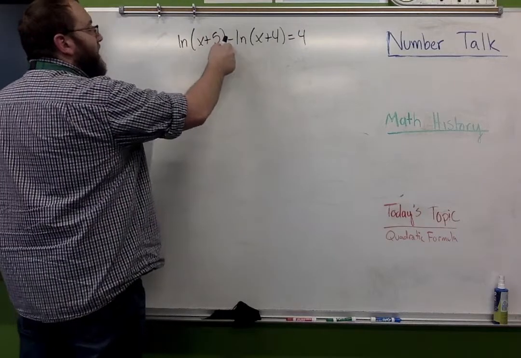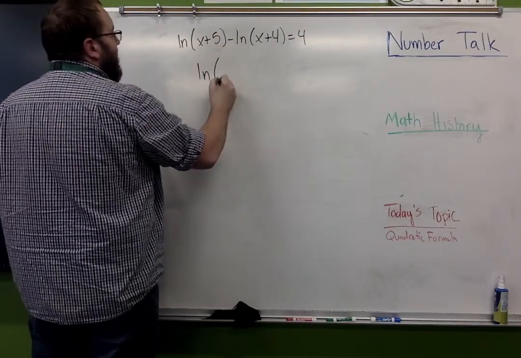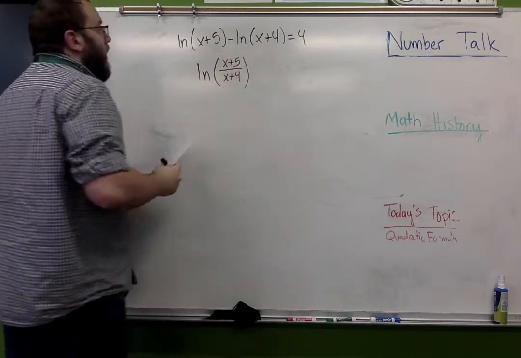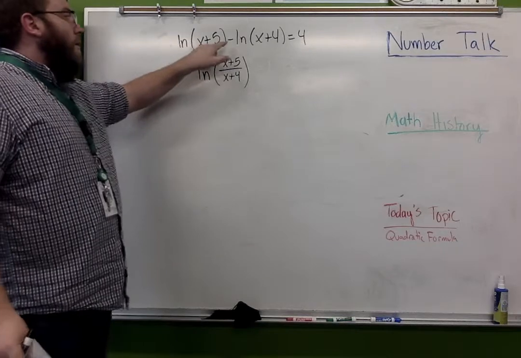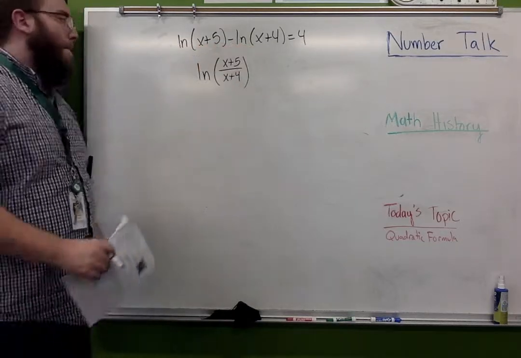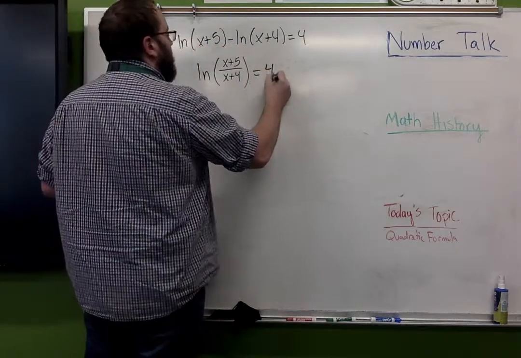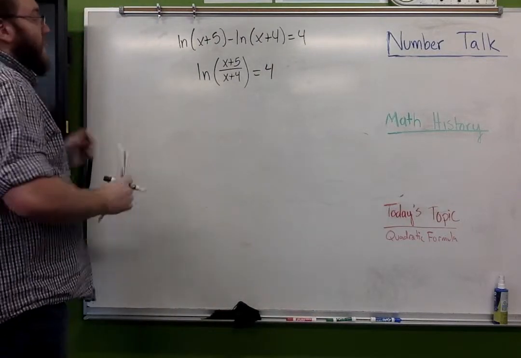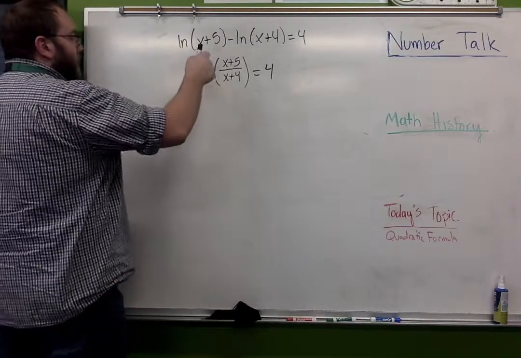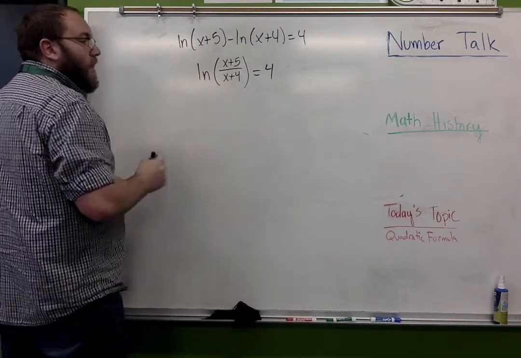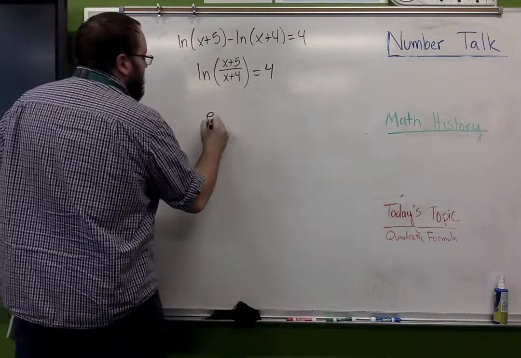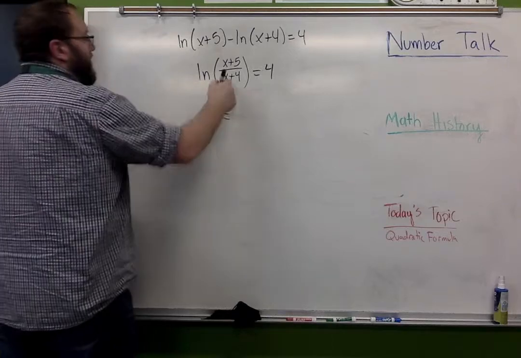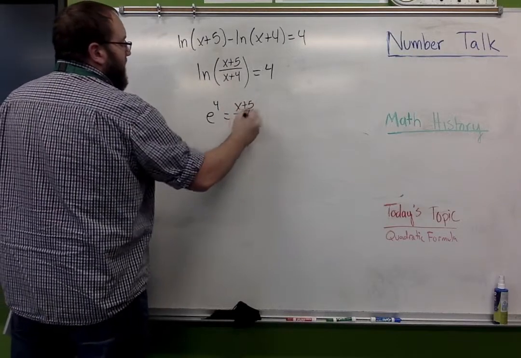If I subtract outside, then I divide inside. So it's x plus 5 over x plus 4. Remember, all the positive logs are in the numerator and all the negative logs are in the denominator. That's the pattern that we found. Now I'm going to convert. What's the base of natural log? E. So I have base e. What was outside the function is now inside, and what was inside the function is now outside.